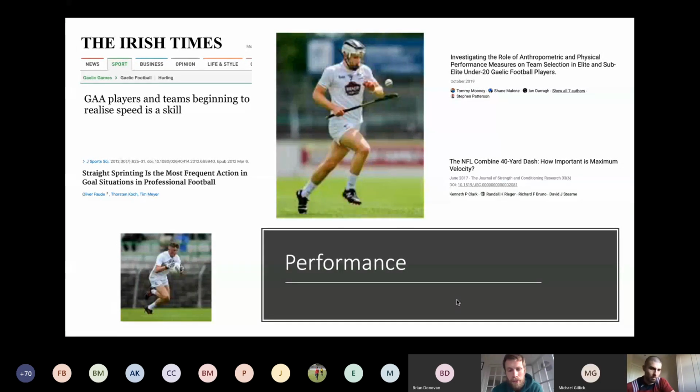Other papers as well show that the difference between elite and non-elite soccer players comes down to speed. And then, as Paul touched on with the combine, the 40-yard dash has a huge bearing on the players. It could be the difference of a couple of million, being in the top 5 or top 10 of the draft compared to 30 or 40 in the draft. So it just shows how important speed and other attributes are for enhancing performance in our players.